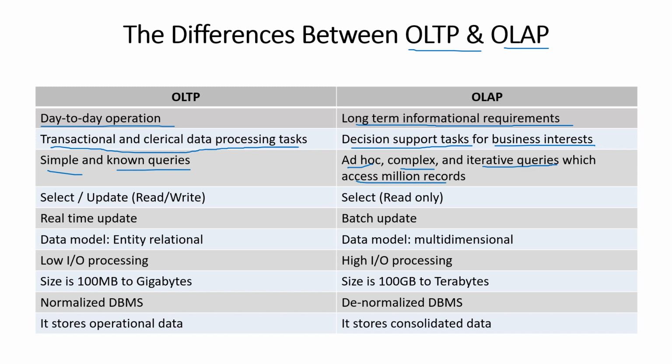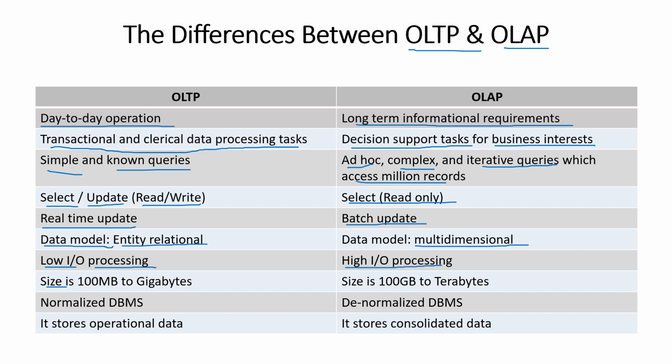OLTP covers select, update, basically read and write, versus OLAP is read-only. OLTP is real-time update versus OLAP is a batch update. The data model in OLTP is entity relational versus the data model in OLAP is multidimensional. OLTP is low I/O processing. OLAP is high I/O processing.